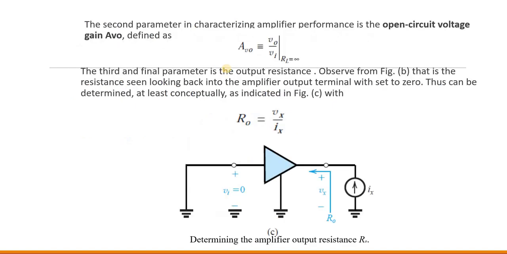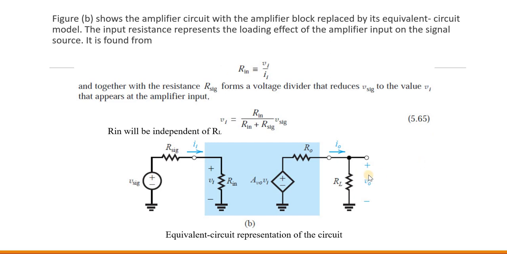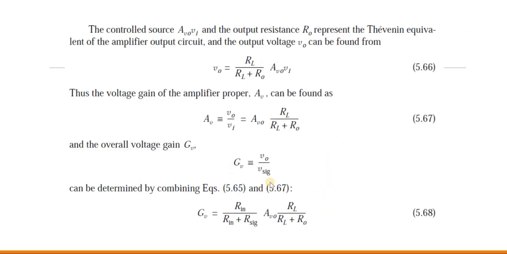The output voltage V naught can be found from, how can we calculate V naught? V naught is nothing but the voltage across the resistor RL. So this current is divided across R naught and RL. So V naught is nothing but RL divided by R naught plus RL into AV naught into VI. So how can we calculate the gain V naught divided by VI? This is the voltage gain of the amplifier, not the entire circuit voltage gain. This is the gain of the amplifier.